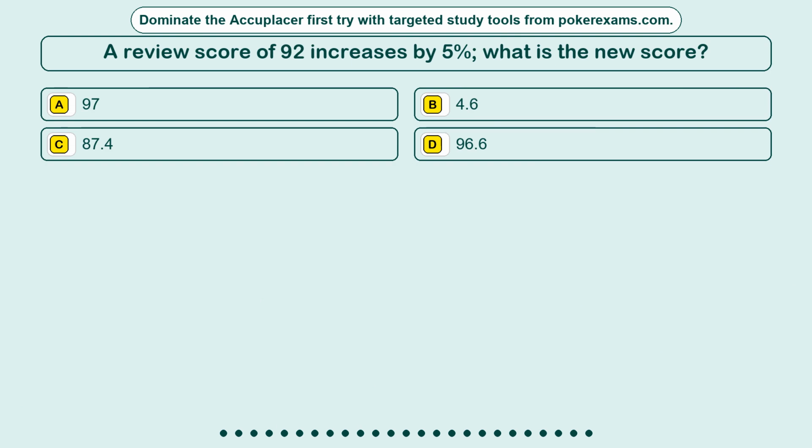Question 4. A review score of 92 increases by 5%. What is the new score? Option A, 97. Option B, 4.6. Option C, 87.4. Option D, 96.6.